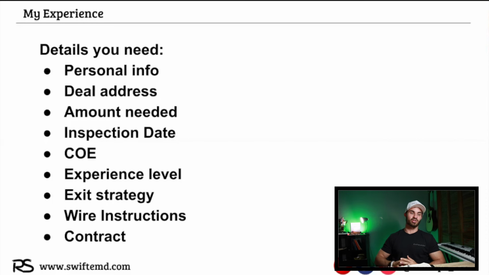So the wire instructions are just the numbers that you put in. It's going to be an account number. If you guys want to write this down, there's two things for wire instructions: an account number and a routing number. The routing number determines the bank it goes to, and then the account number determines which account in that bank it goes to. All right. So that's your wire instructions, and then the contract.